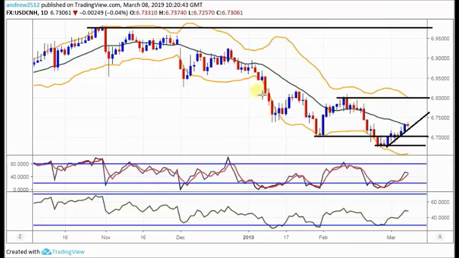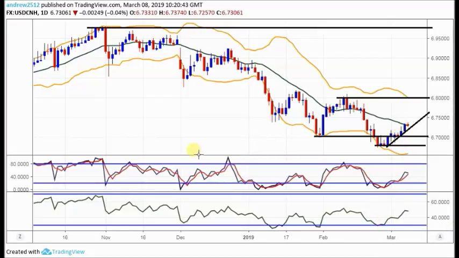Now, in terms of these three setups, look at the indicators, okay? We come outside the band here, stochastic oversold, RSI oversold, back in. Here, stochastic oversold, RSI oversold, back in, actually above the mid-band there. Here, RSI oversold, stochastic oversold, back to the mid.